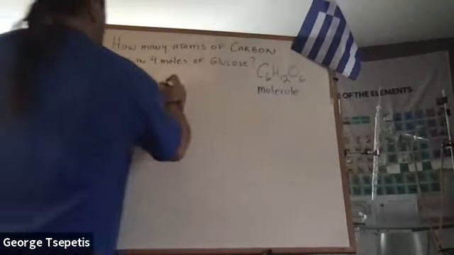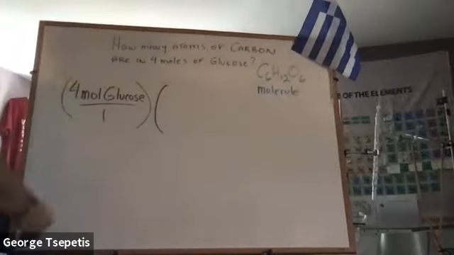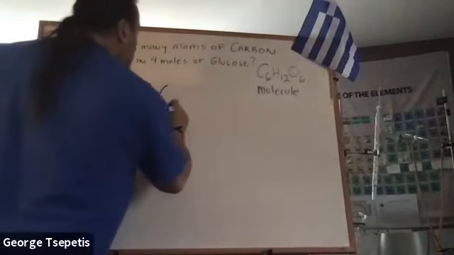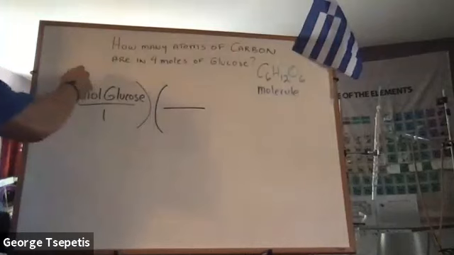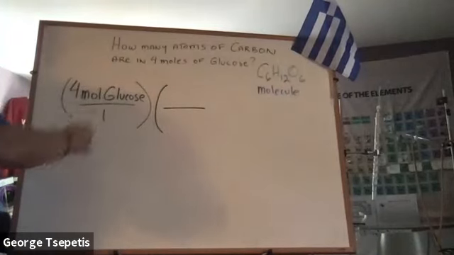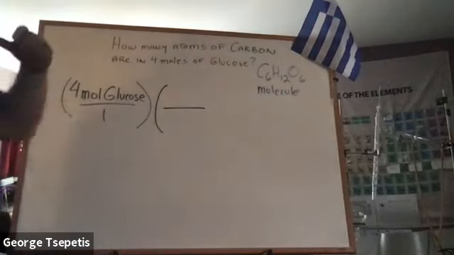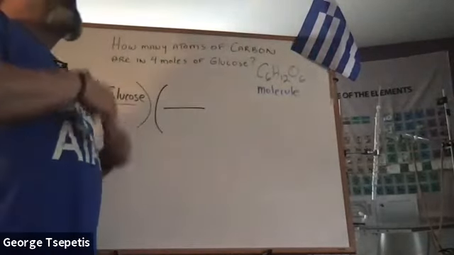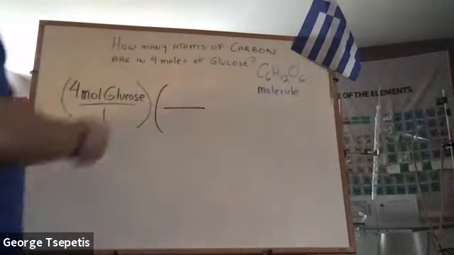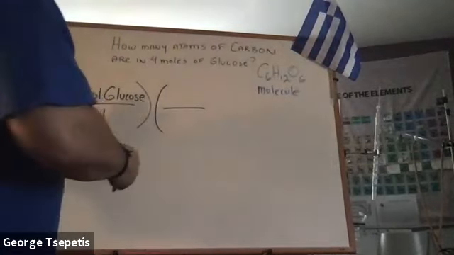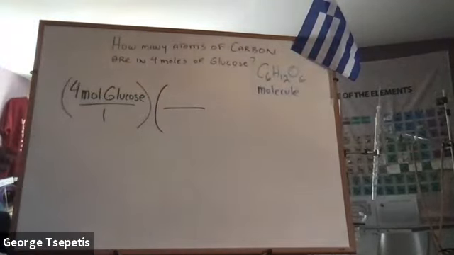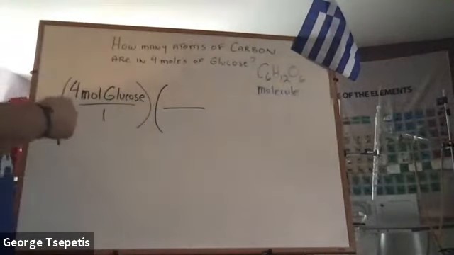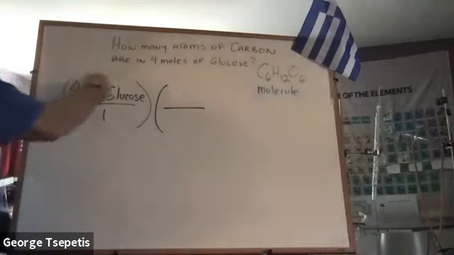We need to set up our next ratio. The first thing we want to do is look at how we are going to eliminate this unit. Mathematically, if we have something in the numerator and the same thing in the denominator, they cancel each other out, whether it's a number or a variable. In this case, you can consider mole of glucose mathematically as a variable, X, Y, Z, if that helps you out. So 4 moles of glucose.